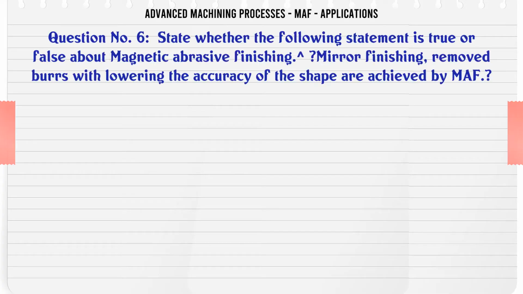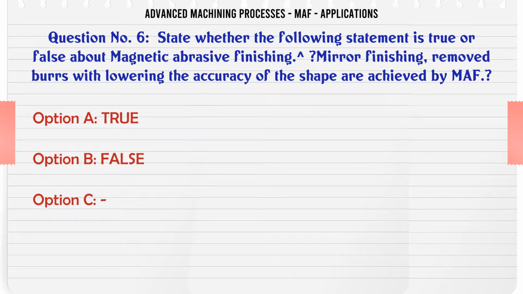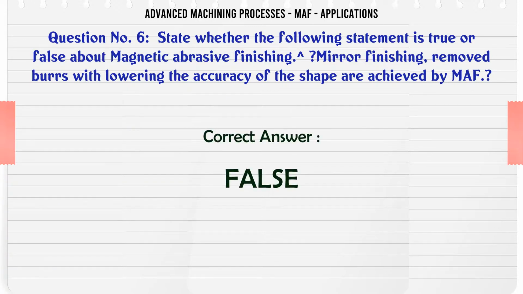State whether the following statement is true or false about magnetic abrasive finishing. Mirror finishing and removal of burrs without lowering the accuracy of the shape are achieved by MAF. A. True. B. False. C. D. The correct answer is false.